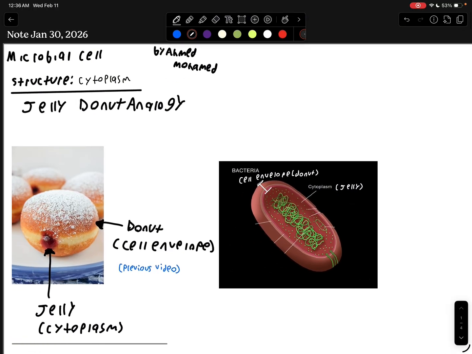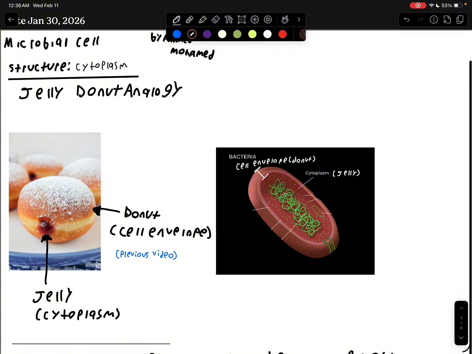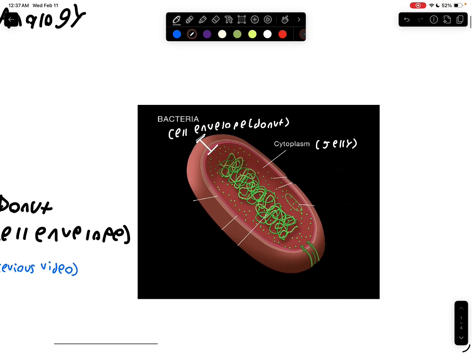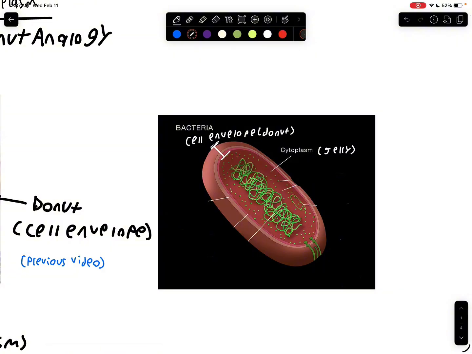Last time we talked about the outside, the donut, and that would be the cell envelope, right? This time we're talking about the jelly, the cytoplasm, and the stuff within that inner area. So if you look over here on the cell, what you can see is that the cytoplasm is all this right here, all the inside stuff. And so you see there's DNA over there, and just ignore this for now.